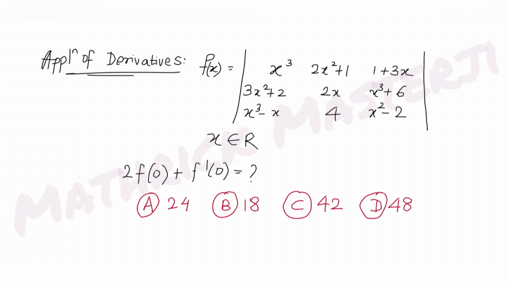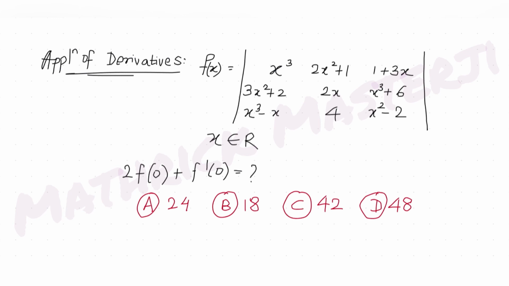Let's see how to solve this question further. I have been asked to find the value of the expression 2 times f of 0 plus f dash of 0. If I want to find f of 0 from f of x, I will just substitute x as 0 everywhere in this determinant.